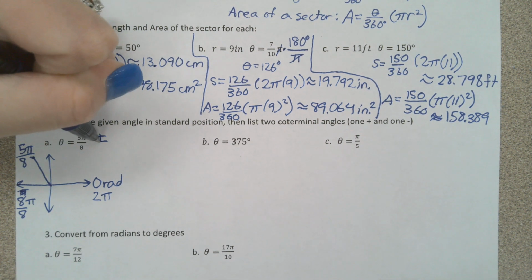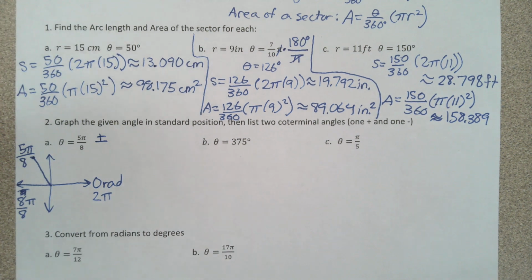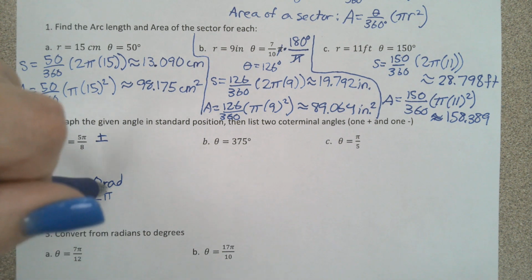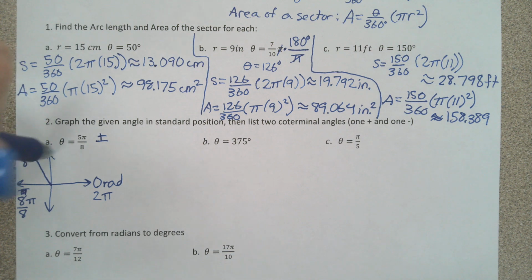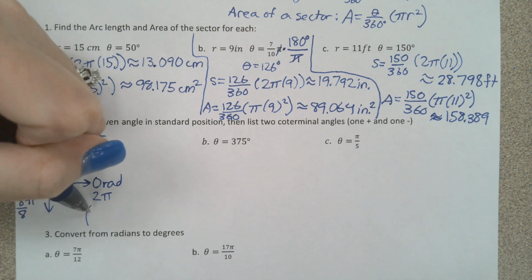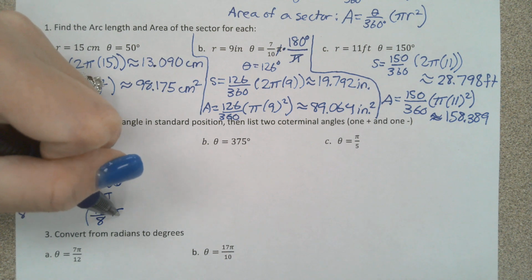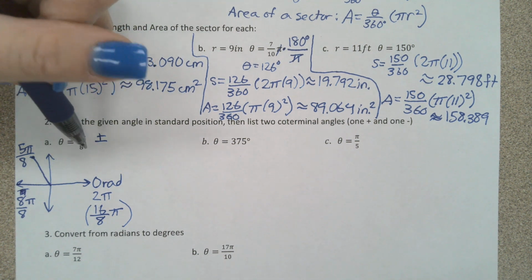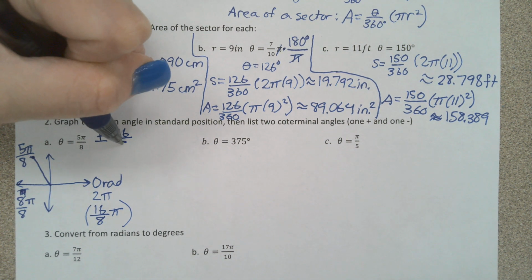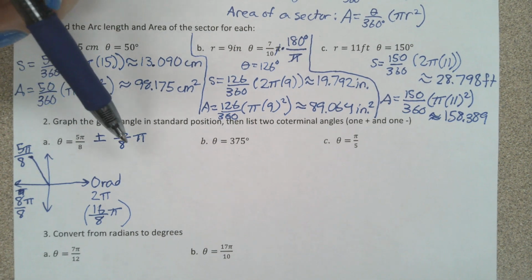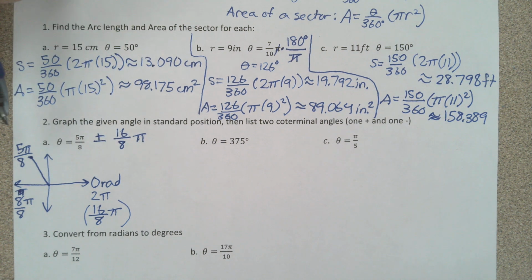So we're going to do plus or minus, and then be careful here. If we go in the forward direction, we are adding 2 pi, not pi. So 2 pi for the eighths is 16 over 8 pi, since 16 divided by 8 is 2. So we're going to do plus or minus 16 over 8 pi. I'm going to add 16 over 8 pi, and I'm going to subtract the 16 over 8 pi, and I'm getting my two coterminal angles.